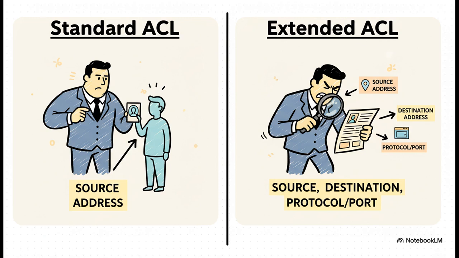Simple. But then, you have the extended ACL. This is like a full-on background check. The bouncer gets really specific. Okay, who are you? Where are you going? And what exactly are you here to do? It checks the source, the destination, and the reason for the visit, like web browsing or email.